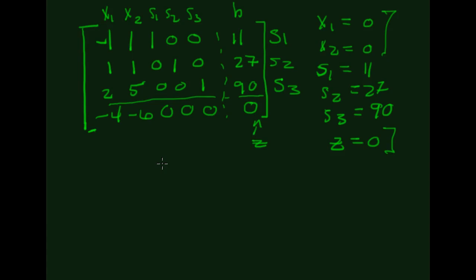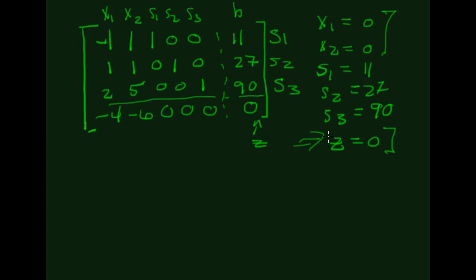So now what we need is an algorithm that's going to move me from 0, 0 to some other vertex on that polygon, and I want to do it in such a way that each time I move from one vertex to another, the Z value goes up. And this is exactly what the simplex method does. So what you have to do is figure out the entering and exiting variables of a pivot.